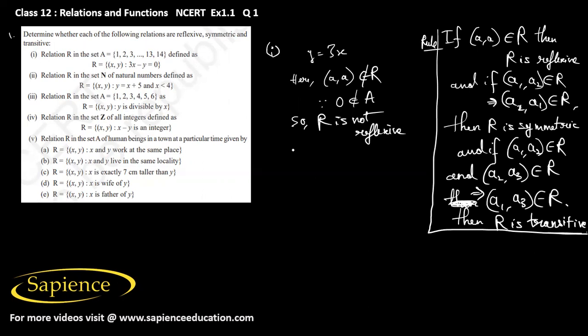And so here we can see, suppose for example, (2, 6) belongs to the relation R, but (6, 2) does not belong to the relation R. So I can say that the relation R is not symmetric.